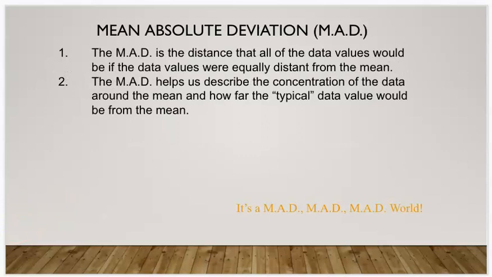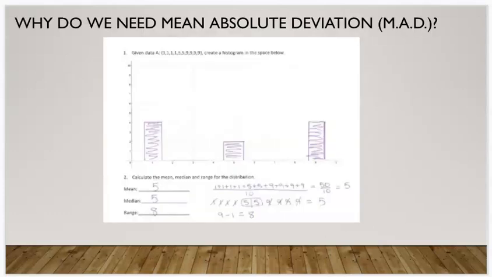Let's look at mean absolute deviation, also known as the MAD. The MAD is the distance that all of the data values would be if the data values were equally distant from the mean. The MAD helps us describe the concentration of the data around the mean, about how far the typical data value would be from the mean. One activity you can do is ask, why do you need the mean absolute deviation, or the MAD?